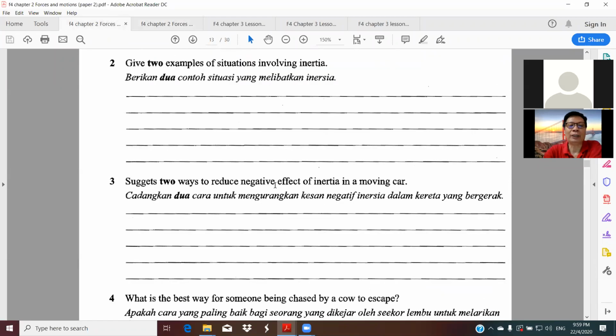Suggest 2 ways to reduce a negative effect of inertia in a moving car. Something like an essay question, no? So I think you all know already, right? One is a seat belt. Seat belt is one example, but you need to explain now. You cannot just write seat belt, you have to explain. Okay? Let's see the answer now.